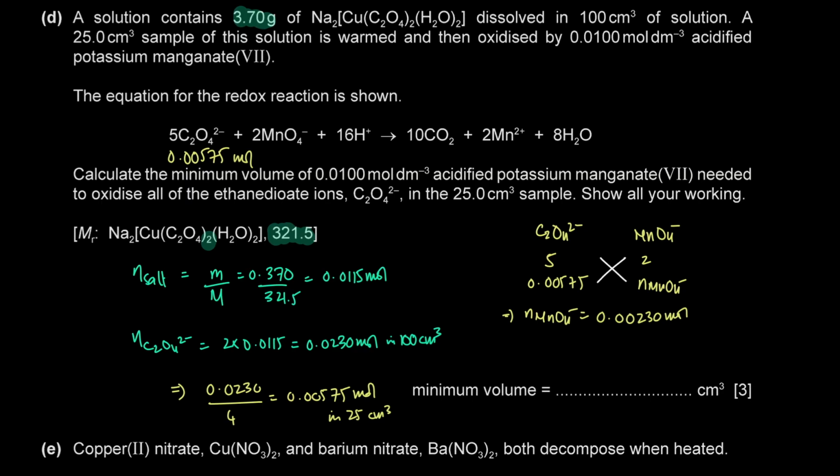We want to find the volume. The number of moles is equal to the concentration times the volume. The number of moles is 0.00230 moles. The concentration is 0.01 moles per decimeter cube. And the volume is what we have to find, which gives us a volume of 0.23 decimeter cube. We want the volume in centimeter cube, so we multiply this by 1,000, and we get 230 centimeter cube.